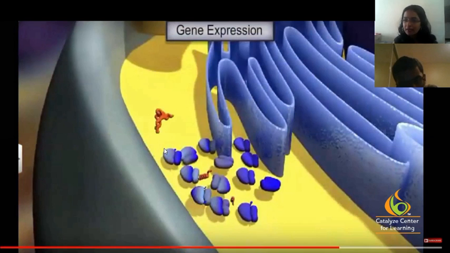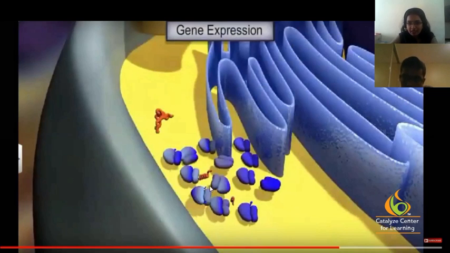Now, what has happened? The steroid or the thyroxine hormone has entered through the lipid bilayer and bound to the intracellular receptor, which takes it inside the nucleus where it binds to some specific segment of DNA. When it binds to some specific segment of DNA, it triggers it to produce certain proteins, actually the protein that is required.